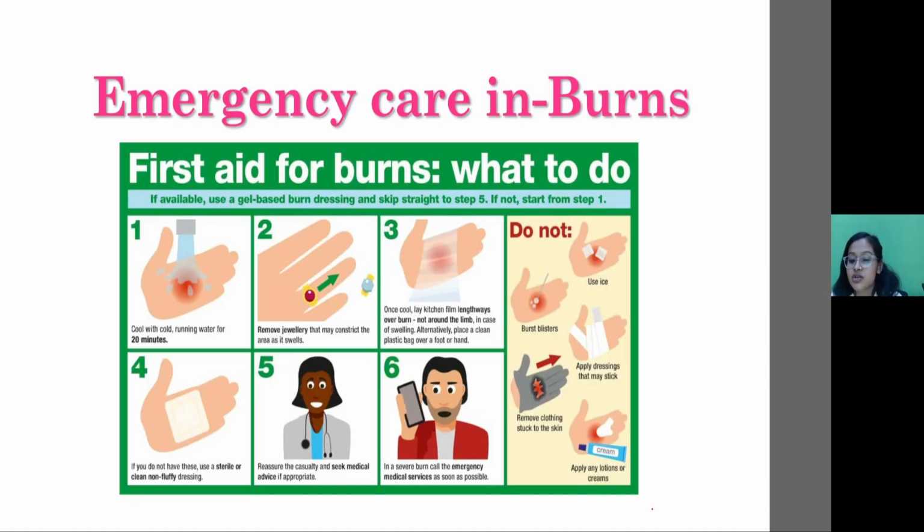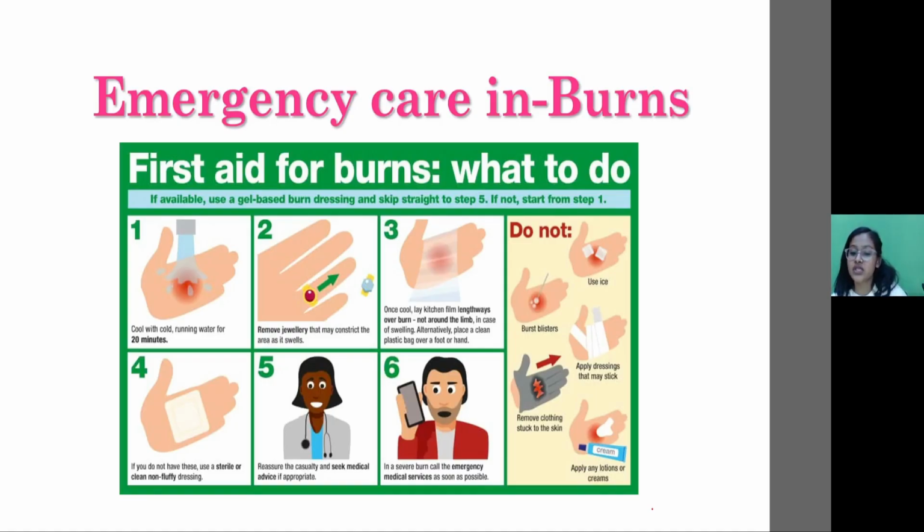Once cool, lay kitchen film lengthways over the burn, not around the limb, in case of swelling. Alternatively, place a clean plastic bag over a foot or hand. You should put a thin plastic type of film, which is called kitchen film, at the area of the burn, right? If you do not have these, use a sterile or clean non-fluffy dressing to place over the burn, but it should be cool. And if you suspect that the burn is very excessive, you should quickly seek medical advice, right?